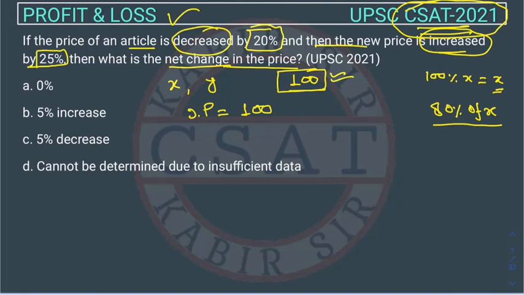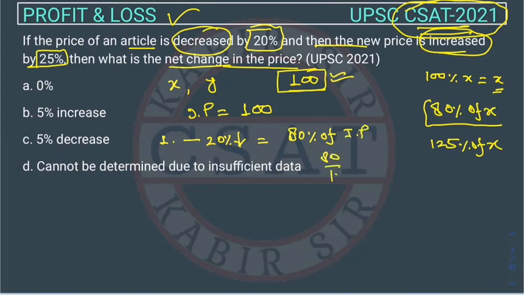If there is an increase, suppose an increase of 25%, then we can just add it to 100, and it will become 125% of X, right? So here, the first condition is that the price of an article decreased by 20%, right? So there is a decrease of 20%, so we can directly write 80% of the initial price. What is the initial price? 80% of 100, then it will become 80 rupees.